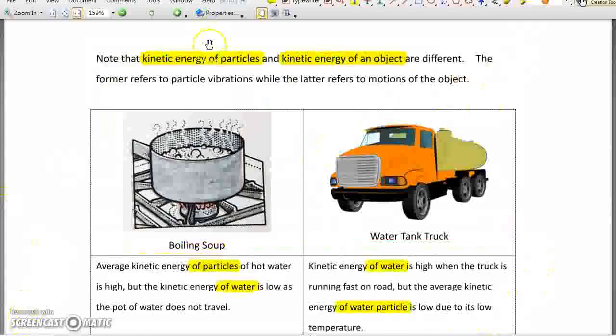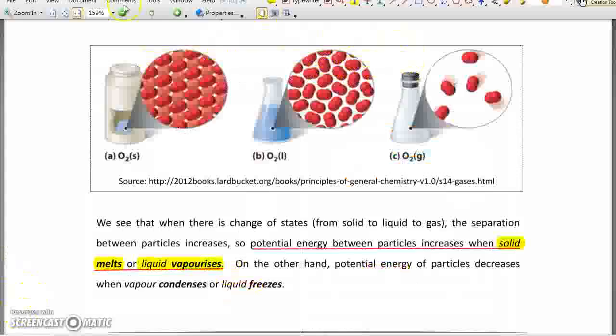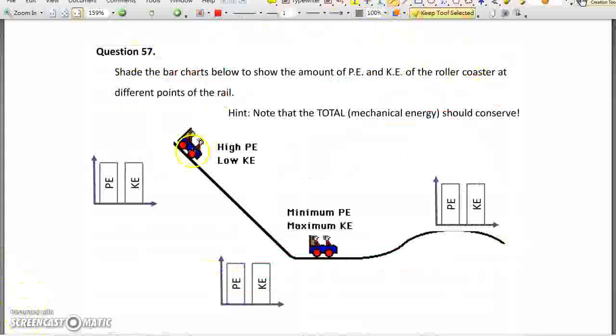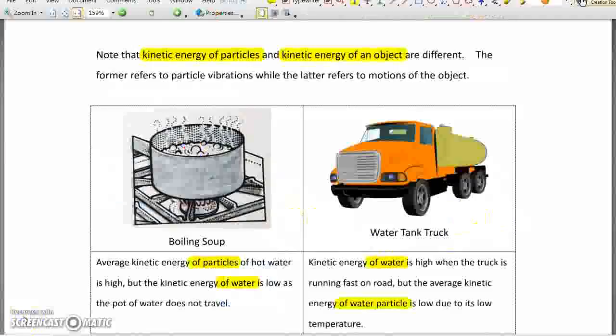But note that the kinetic energy of particles and kinetic energy of an object are different. The kinetic energy of particles is due to the motions of the particles, but the kinetic energy of an object is the motion of the object itself. So let's take a look at these two examples. On the left, it is a pot of boiling soup. The kinetic energy of particles is high because the temperature is high, but the kinetic energy of the water as an object is low because the water does not move. It is inside a pot.